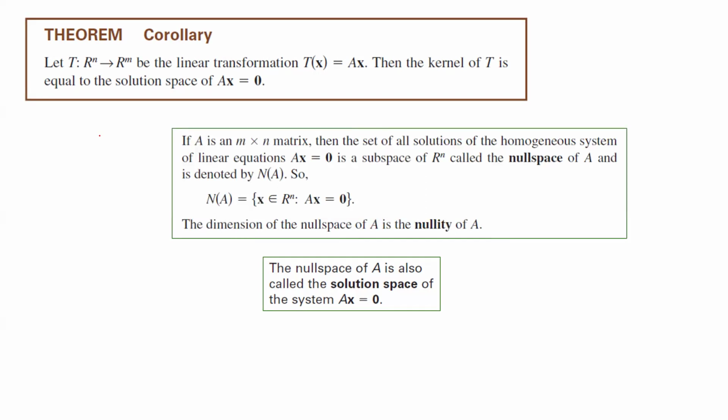And recall that if A is an m by n matrix, then the set of solutions of the homogeneous system of linear equations Ax equal to 0 is a subspace of Rn, the very first set. It's called the null space of A, and it's denoted by N(A). N(A) is equal to the set of all vectors in n-space such that Ax is equal to 0. The dimension of the null space of A is the nullity of A. So this is what we learned before. Now we are switching to linear transformations.